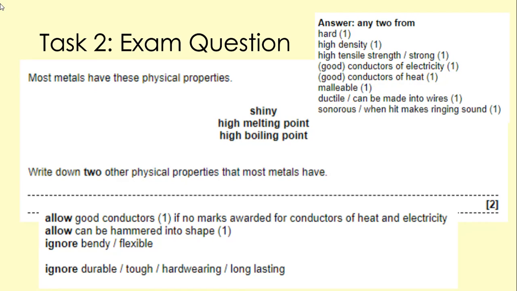The ignore relates to something called the list principle in exams, which means that if you write something wrong, it cancels something that's correct. If it says ignore, it means that that's not counted as a wrong answer for that principle. So if you wrote bendy or flexible, it would be ignored. You wouldn't get a mark for it, but it wouldn't cost you a mark. Likewise, if you wrote durable, tough, hard-wearing, or long-lasting.